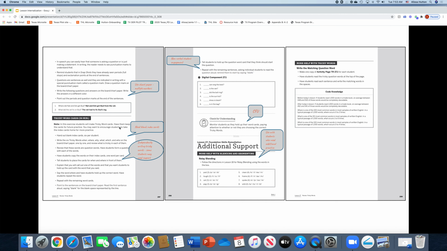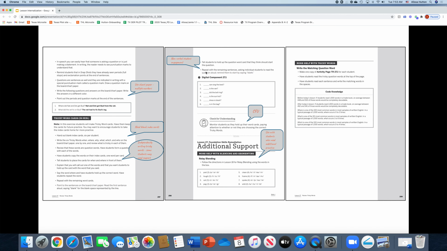For the tricky word card section, again, I made note I need to have blank index cards available. And then I also wrote that independently writing tricky words, some of my students may need additional support, because I'm giving these blank index cards for students to write the tricky words that we have been practicing in this lesson. I'm going to make sure that I provide additional support for those students that I know are going to need it when we get to that part of the lesson.